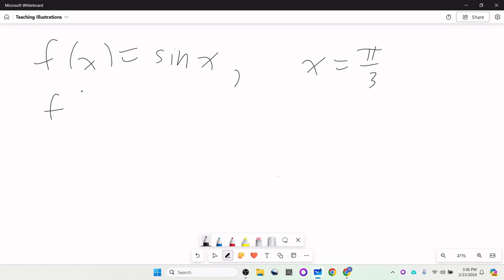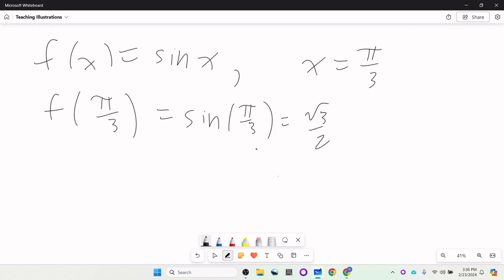Now we can get first a point if we just plug in pi over 3. We get sine of pi over 3 is equal to root 3 over 2. So we'll get what I call an anchor point. I don't know if there's a technical name for this, but I think of it as the point where your approximation is stuck to your regular graph. And so that would be x is pi thirds, y is root 3 over 2.